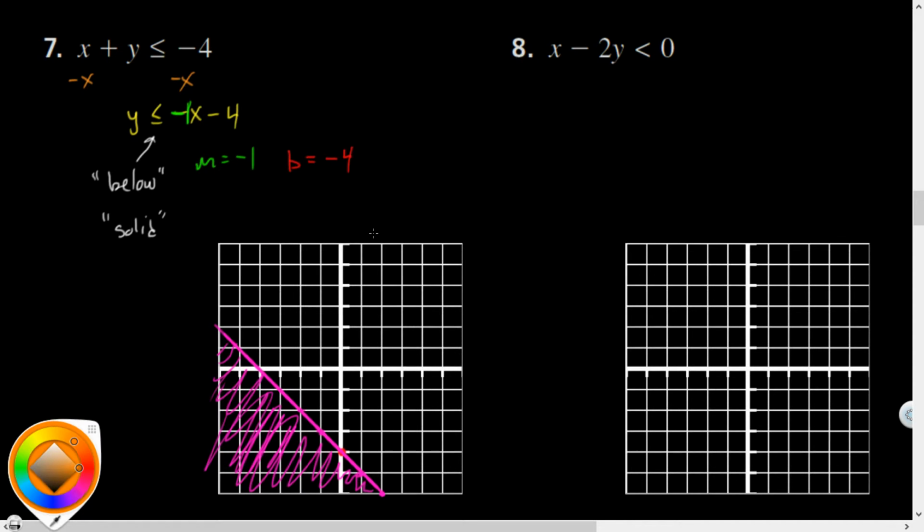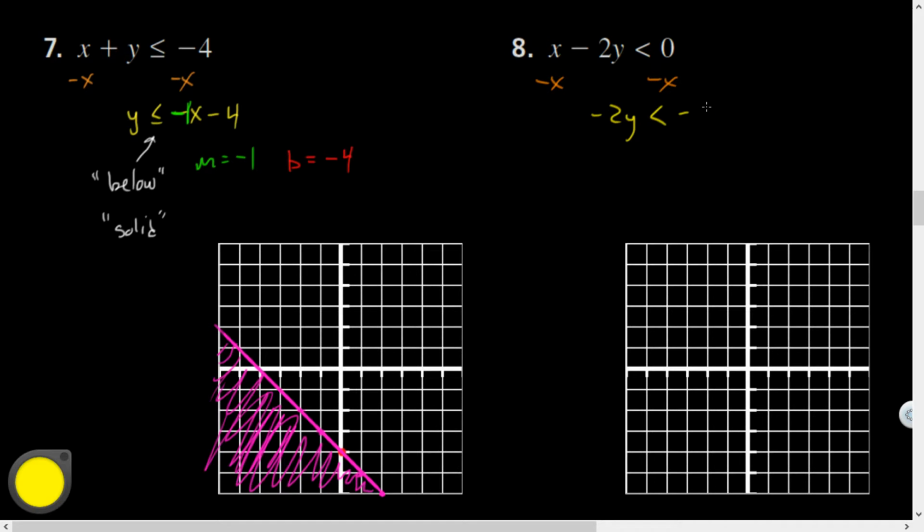Let's do this other one super quick. Subtract x from both sides. Right, we're so good at solving these days. -2y is less than -x plus 0, or just -x, I guess. And what do I do to both sides now? Divide by -2. And I just said the magic word, divide and negative. So I flip the inequality.